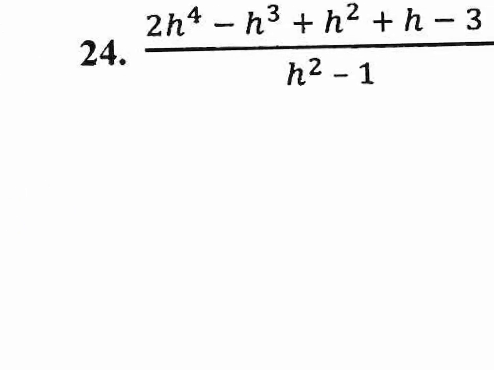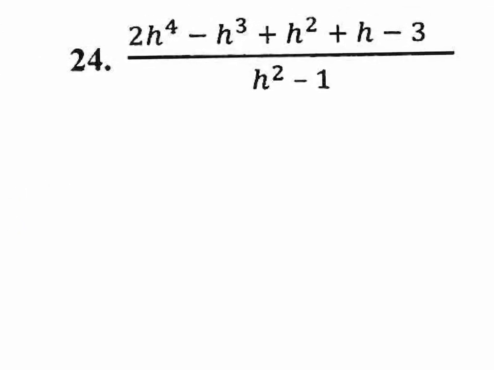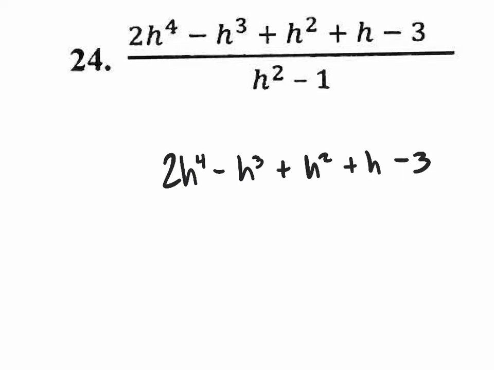Now, number 24, I know a lot of people get confused with 24. So let's just do this one as a review. Okay, so what goes inside of the box? The 2h to the fourth minus h to the third plus h squared plus h minus 3. There is no missing values. That's beautiful, right? Okay, so that goes inside of the division box. What goes on the outside? H squared minus 1. But I have an h squared and it's missing an h, right?